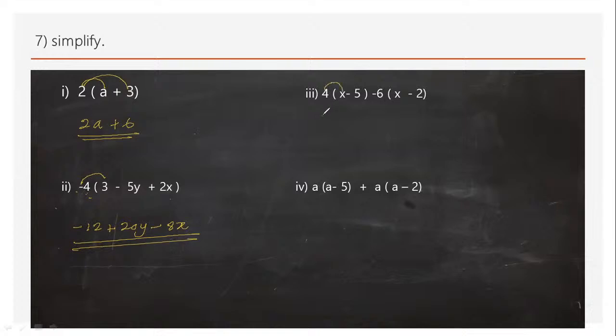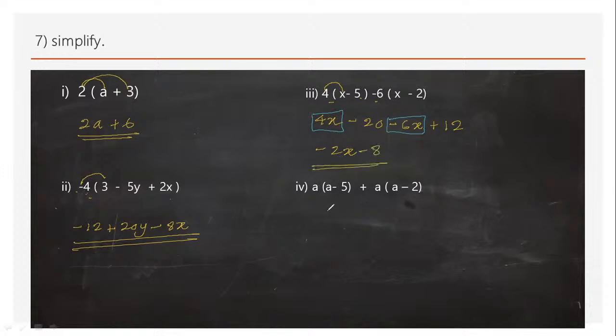4 times x, 4x, minus 4 times 5, 20, minus 6 times x, 6x, minus times minus is plus, 6 times 2, 12. Now check the like terms. You can see this 4x and minus 6x are like terms, so you can simplify them together. Plus 4x and minus 6x is minus 2x. Minus 20 and plus 12, the difference is minus 8.